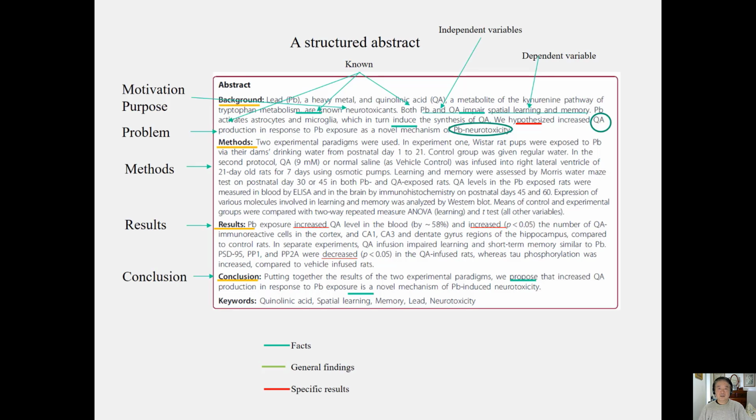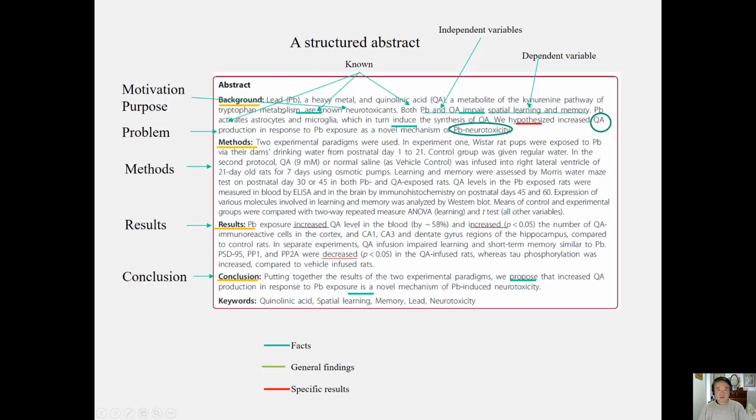As you can see here, this is an abstract from a paper. This paper studies how lead induces inflammation markers and products from the microglia that can induce neurotoxicity. So as you can see in this abstract, you have four key points called background, methods, results, and the conclusion.